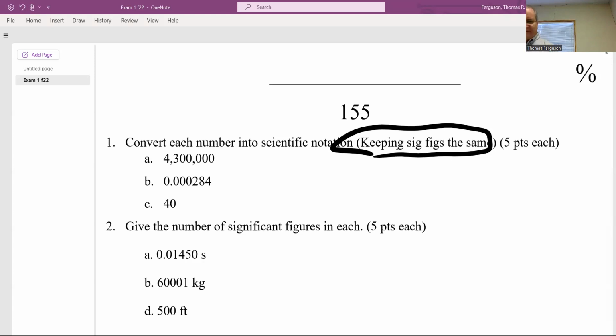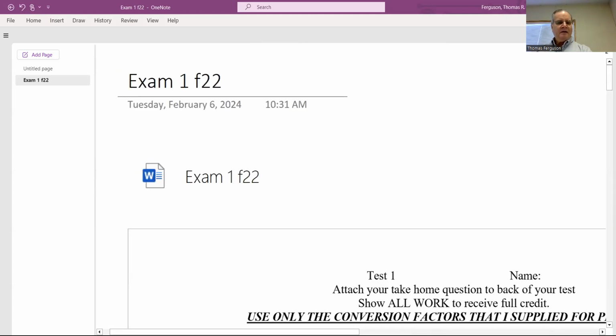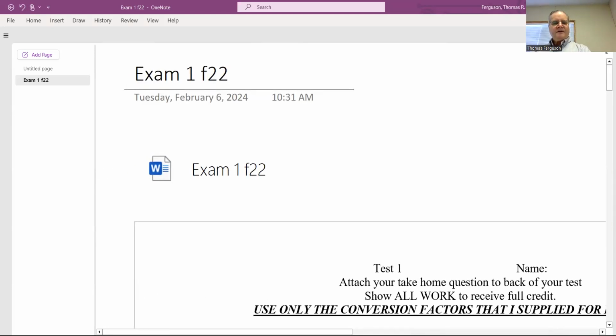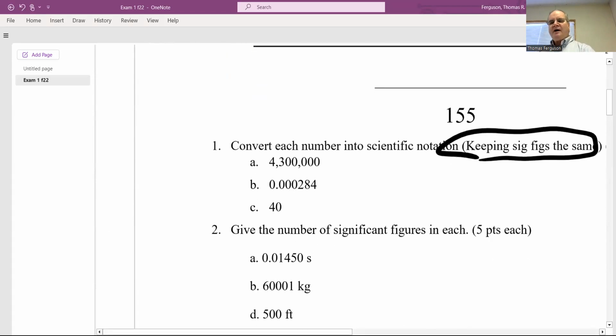And I forgot the name of this file. It's called Exam 1 F22. Would you like to print this off at home?